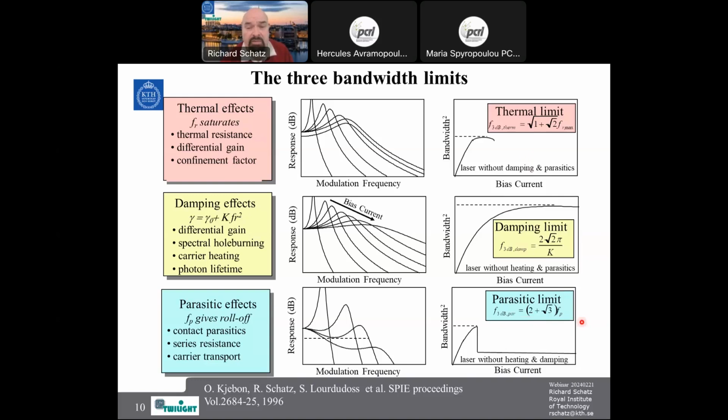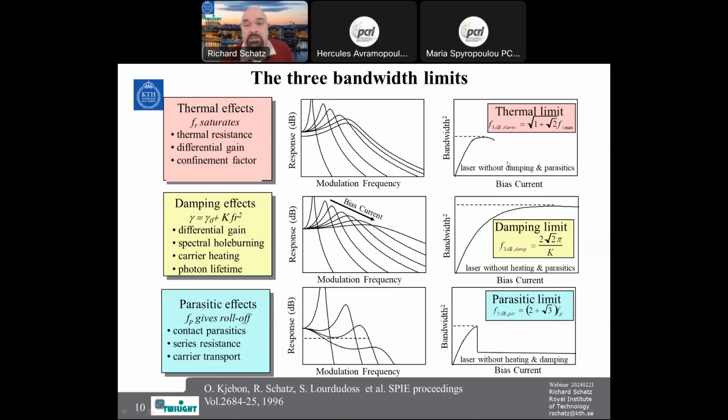It's higher than the RC cutoff because you still have a resonance frequency that helps to equalize the RC roll-off here, you see. So you can reach a higher bandwidth than the RC bandwidth here, but it has a limitation, and above a certain current, you see the bandwidth suddenly drops to this RC-limited bandwidth. So this maximum bandwidth is given by the parasitic limit.